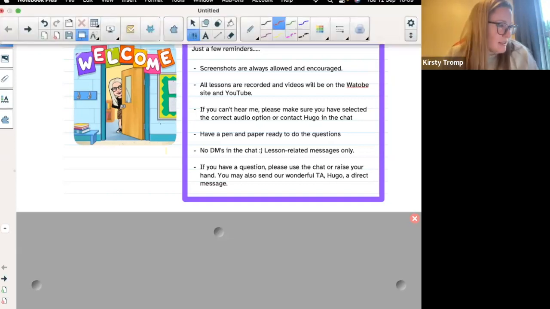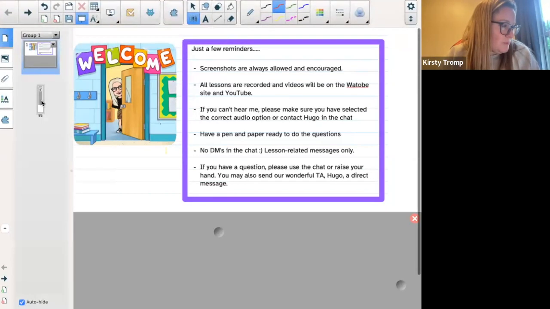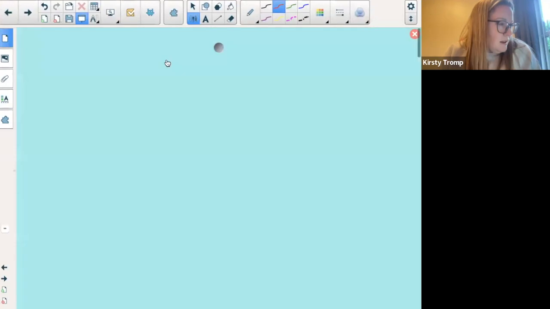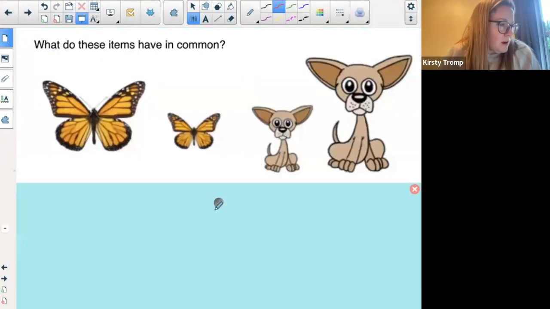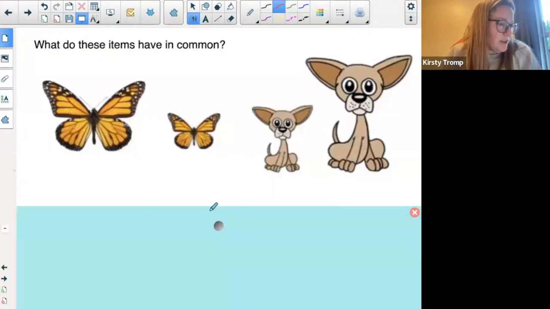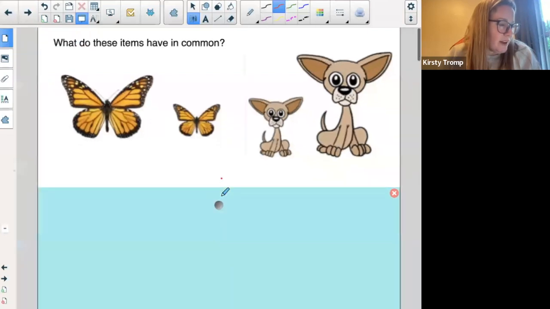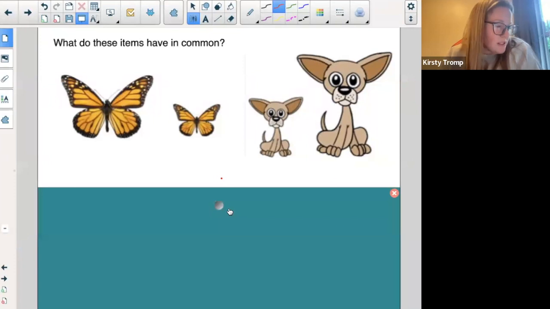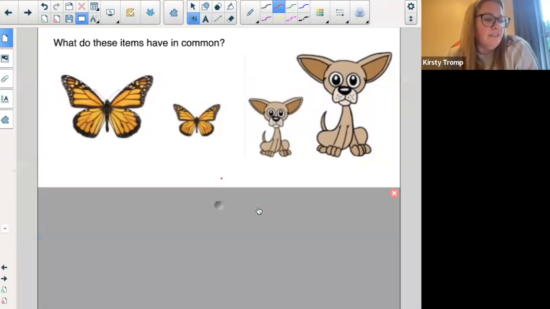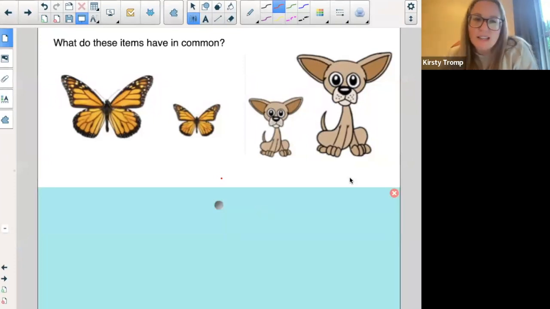Let's go. Similarity. All right. So in these following two images, we've got a butterfly and we've got some puppy dogs. Okay. What do these items have in common? So what do these items have in common?